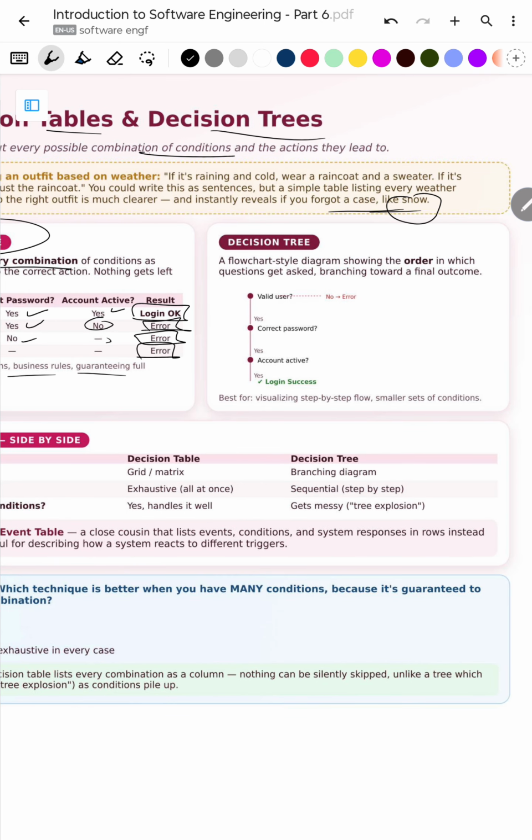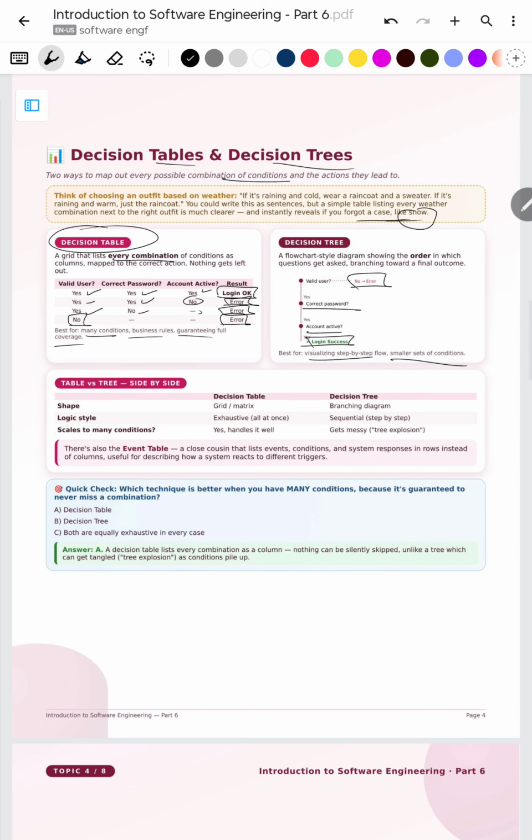That was about decision tables. Very simply, we understood. Coming to a decision tree: a flowchart-style diagram showing the order in which questions get asked, branching towards a final outcome. If it's a valid user, yes. Correct password, yes. Account active, yes. Then login success. If it's not a valid user itself, then no: show error. It's best for visualizing step-by-step flow and smaller sets of conditions.